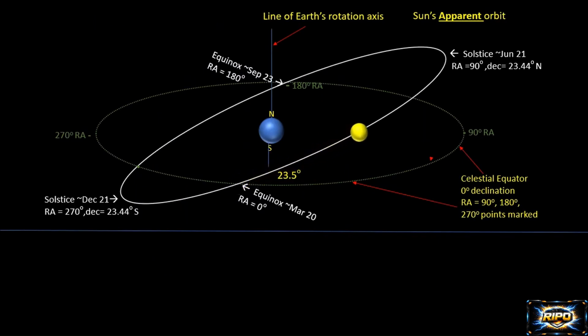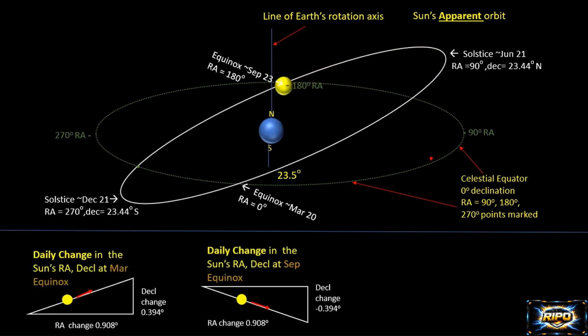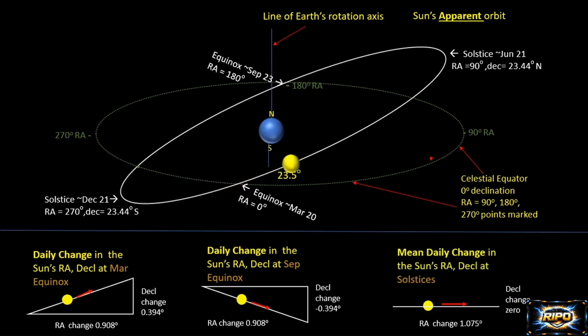What you can see from the diagram is at the equinoxes in March and September, the Sun is moving quite steeply in declination, and because of this, its daily change in right ascension is slightly smaller than at other times of year. At the solstices, in June and December, the Sun's declination doesn't change very much at all. It remains at a declination of 23.4 north or south for the few days around the solstice. Its change in right ascension is slightly larger than at other times of year.